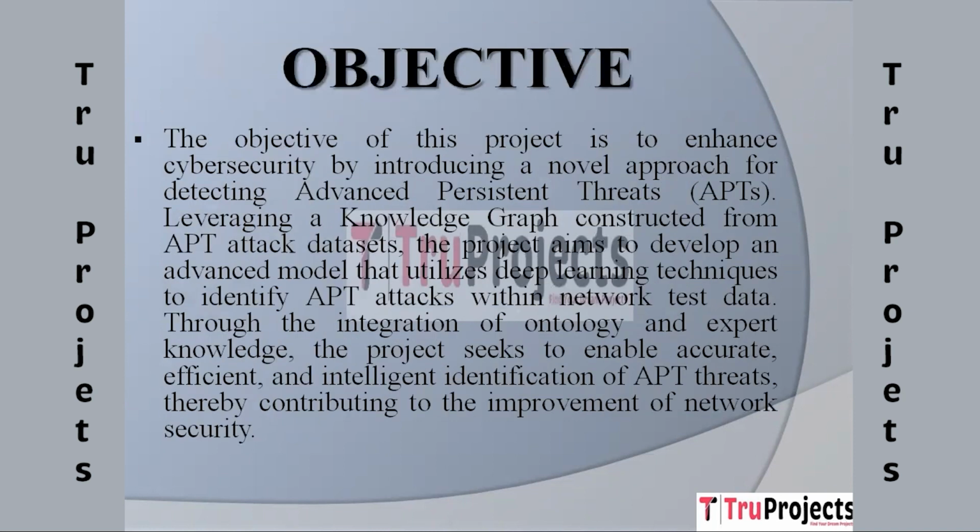Objective of the project. This project's goal is to improve cybersecurity by introducing a cutting-edge method for identifying advanced persistent threats, APTs. The project aims to develop a sophisticated model that makes use of deep learning techniques to recognize APT attacks in network test data by leveraging a knowledge graph built from APT attack datasets. The project aims to enable accurate, effective, and intelligent identification of APT threats through the integration of ontology and expert knowledge, thereby improving network security.